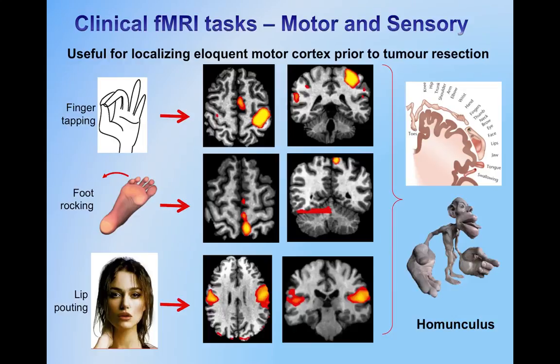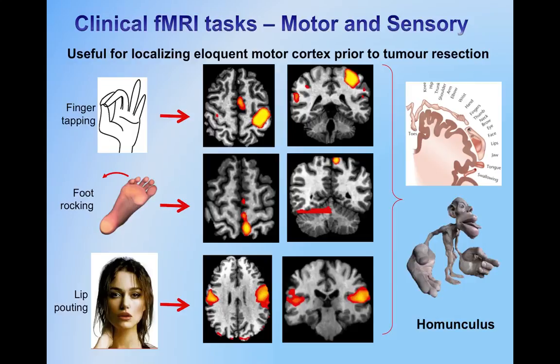So for our finger tapping paradigm, we end up with activation around about here, and that's in the hand region, fairly medial in the interhemispheric gap, so it matches where we've got activation there. And for lip pouting, it's slightly further down, so it matches where we've got our face area there. So it seems to be quite successful. Our fMRI tasks are activating parts of the brain that we're expecting.